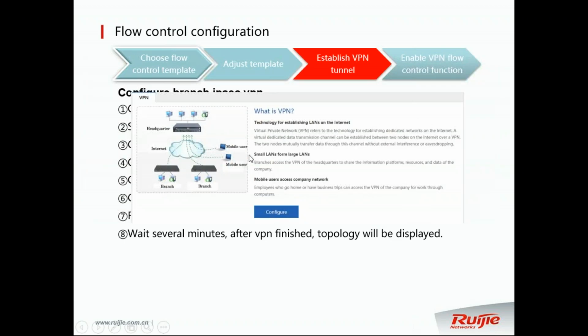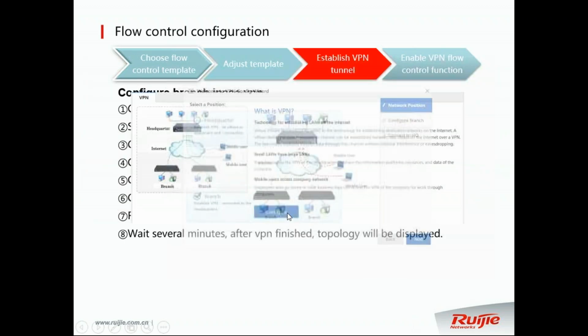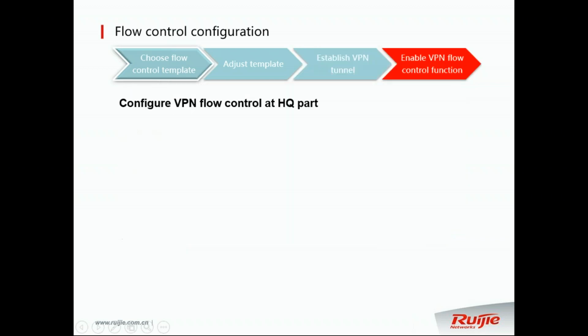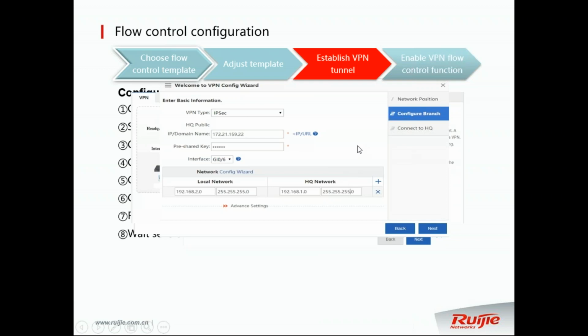Here in another EG device, we choose the VPN configure branch, then the IPsec VPN password and command. This time the local is the branch, which is 2, and the header coder is 1. Then after it, you can see it will display the page. You can click view, then you can see the topology. If the VPN panel is finished, you can see the topology. It has two sites, header coder and a branch. Then you click it, you can find the IP address and other information, and also the VPN state.